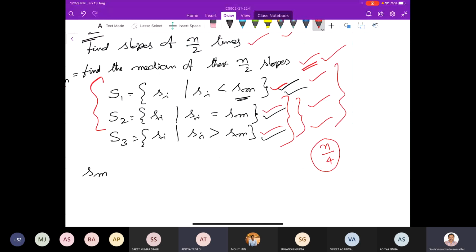So the only problem here is we are finding the median again and again. In the last class I told you that the constant involved in finding the median is very large. So that makes this algorithm inefficient. Asymptotically, this is a very good time complexity.